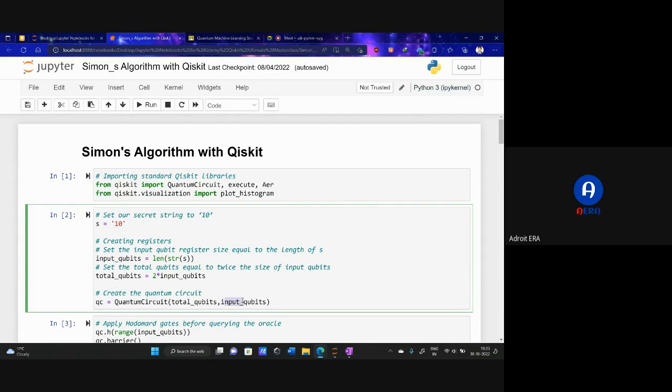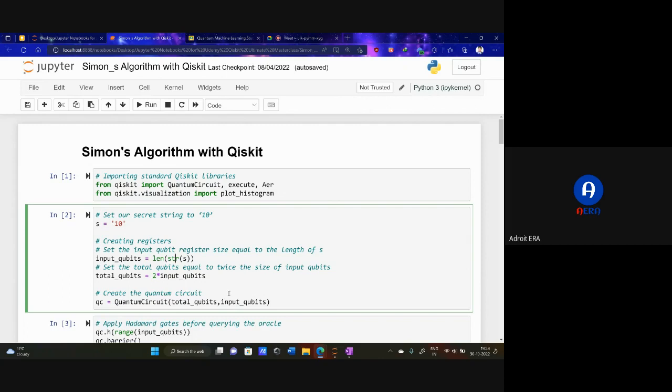Why is that? The reason is because the second argument deals with the classical bits, right? We will require only that many classical bits, which we will measure from the first register. Since the first register has n qubits, which is equal to the size of the string, that is what we have seen, right? Therefore it is valid to have input qubits in place of this classical value, because the classical register will only be measuring the first register, not the second one. The second one also has n qubits, right? But we are not going to measure it, as we have seen in the algorithm.